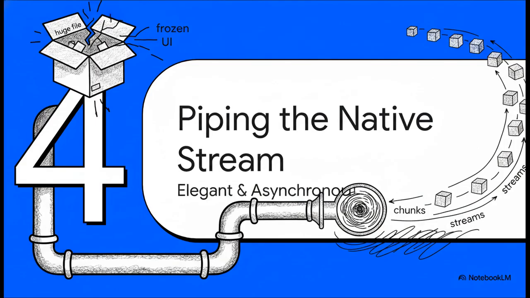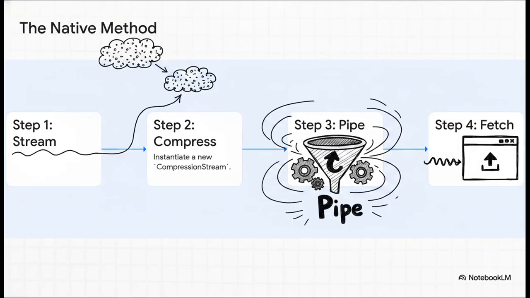So how does this elegant solution actually work? Well, instead of trying to load a massive file into memory and freezing the entire UI, we can process it in little chunks using something called streams. The process is actually pretty simple. You take your raw data and you turn it into what's called a readable stream. You can think of it like a conveyor belt, carrying little chunks of your data. Then you create one of these native compression streams. The magic happens with this method called .pipeThrough, which basically connects the two. The browser takes care of everything, feeding the compressed chunks directly into your upload request as they're ready.